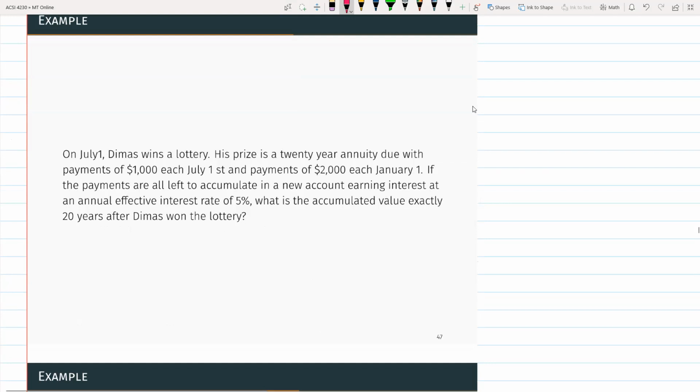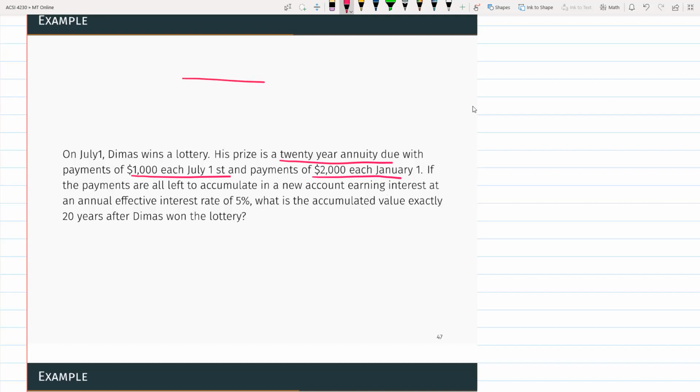Okay, so in this problem, it says on July 1, Dimas wins a lottery. His prize is a 20-year annuity due with payment of 1,000 each July 1st and payment of 2,000 each January 1st. So you can see right away it's oscillating 1,000, 2,000, 1,000, 2,000, so it's neither arithmetic nor geometric. If the payments are all left to accumulate in a new account, earning interest at an annual effective rate of 5%, what is the accumulated value exactly 20 years after Dimas won the lottery?